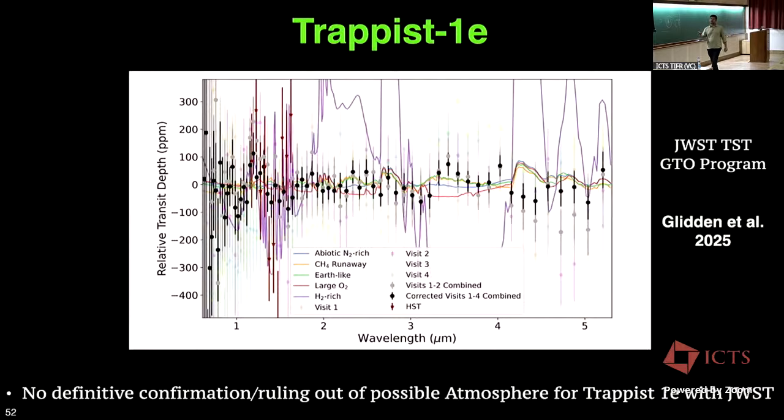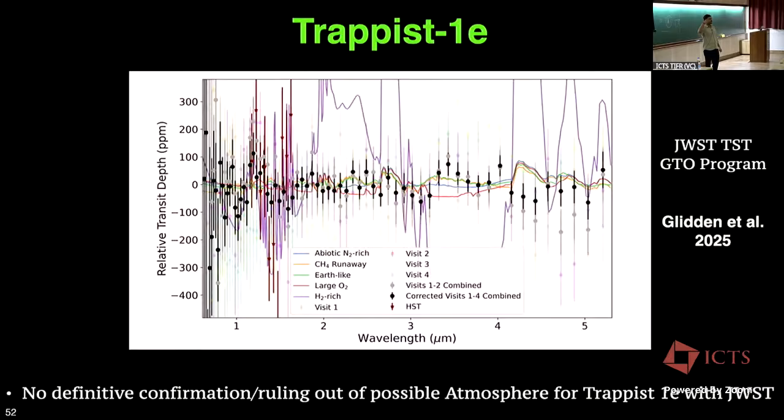TRAPPIST-1e was given JWST time, and we studied it. In that case, there was no definitive confirmation or ruling out of a possible atmosphere. The paper says that there might be an atmosphere, but we are not getting any certain constraints on it. So what it is telling us is that even with JWST, it is proving very, very difficult. And remember, this is a terrestrial exoplanet around an M dwarf.